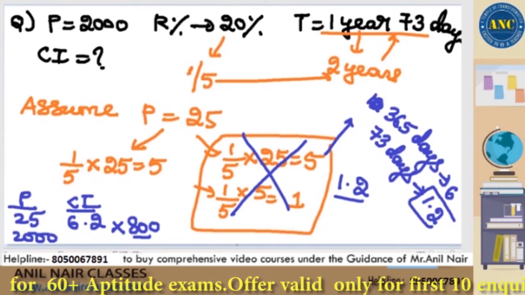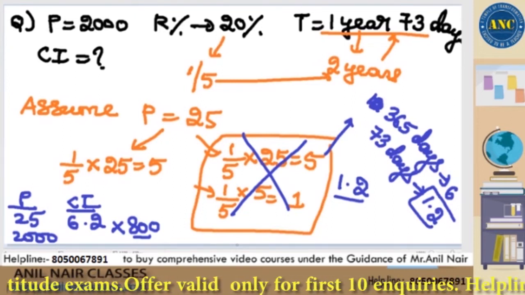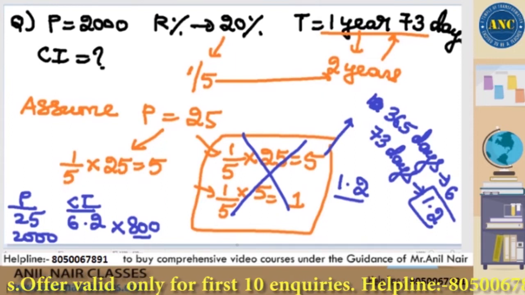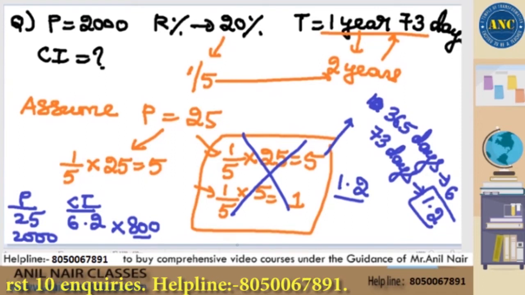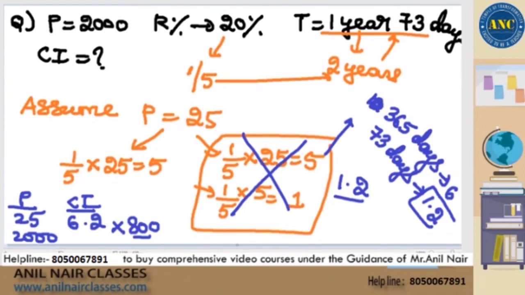1 year 73 days, forget about the days. First make it into 2 years. 1 by 5, 2 years, 5 square is 25. Assume principal is 25. First year it will be 1 by 5 of 25, which is 5. Second year also, 1 by 5 of 25 will be 5. Second year, there will be an interest on interest.